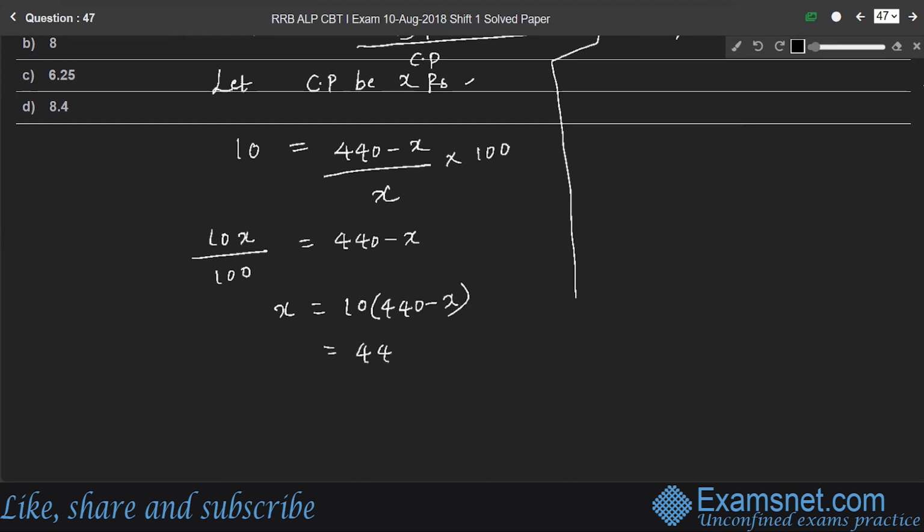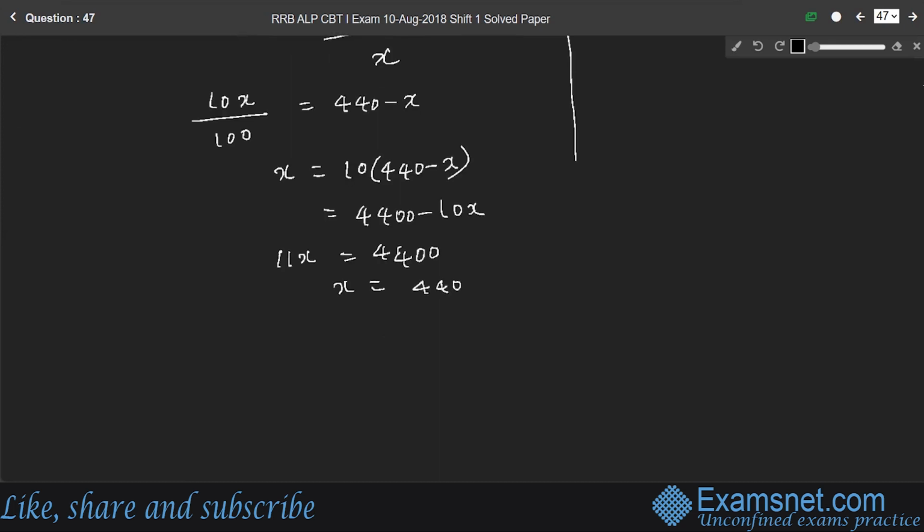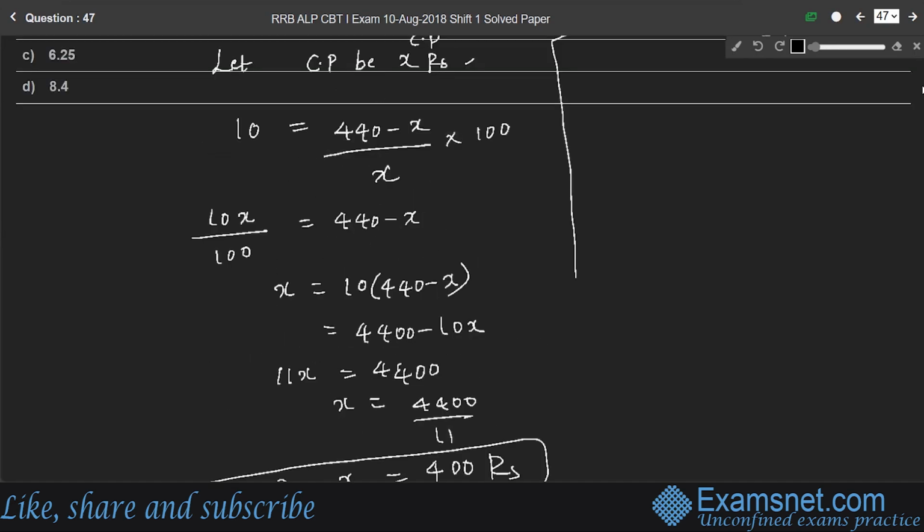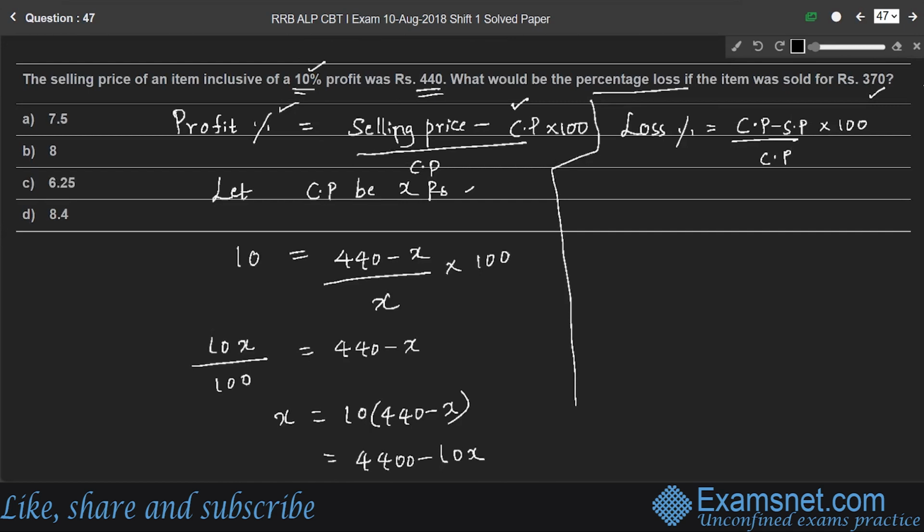So 4,400 minus 10x, so take this 10x to the other side, it becomes 11x. x plus 10x becomes 11x is 4,400, or the value of x becomes 4,400 by 11. 11 into 4 is 44, 2 zeros. So x is 400 rupees, or the cost price of the item is 400 rupees, right? So when the item is sold for 370 rupees and the cost price is 400 rupees, there is a loss, right?